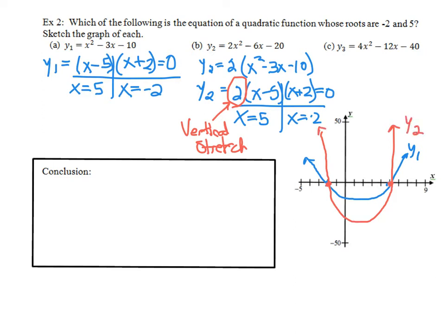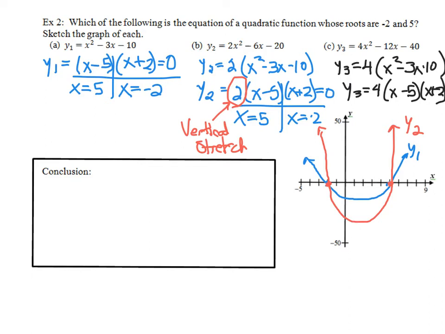Let's go one step further and try y3. And in the case of y3, we see that we also have a GCF, but this time the GCF is 4. Factor out that 4, so I'm left with x squared minus 3x minus 10. Again, it looks familiar. So I'm seeing that y3 is going to be 4 times x minus 5 times x plus 2 with the same roots that I saw before.